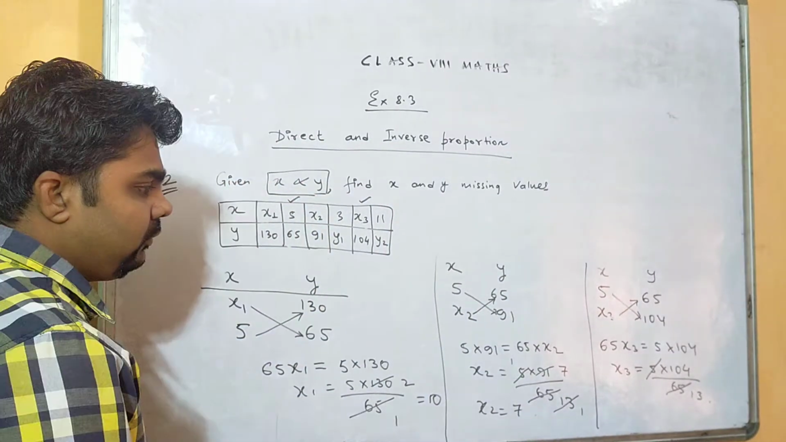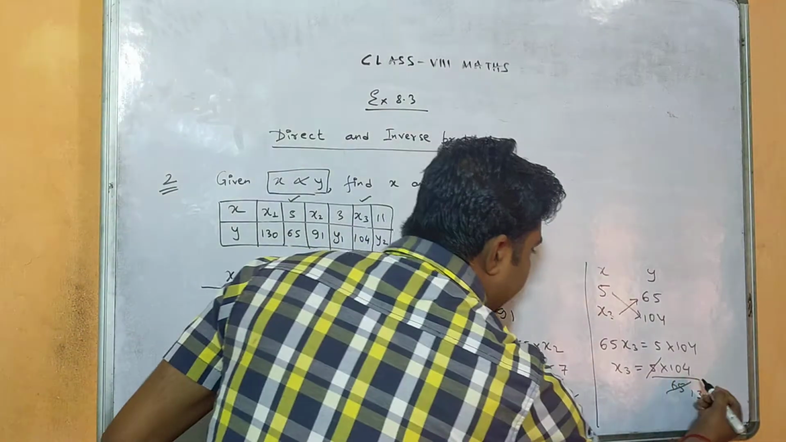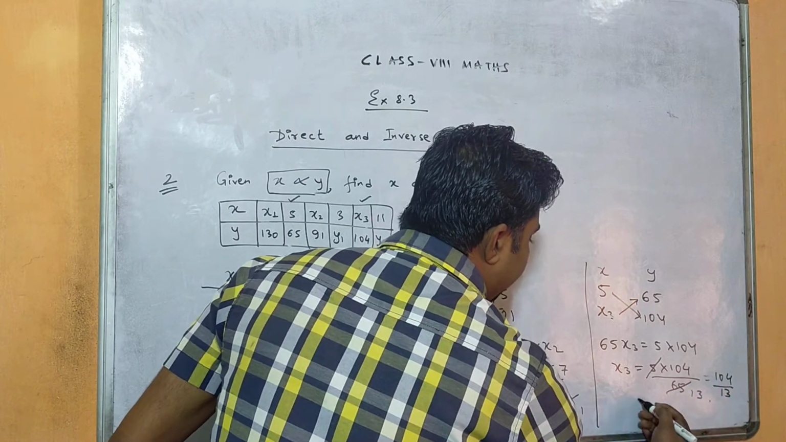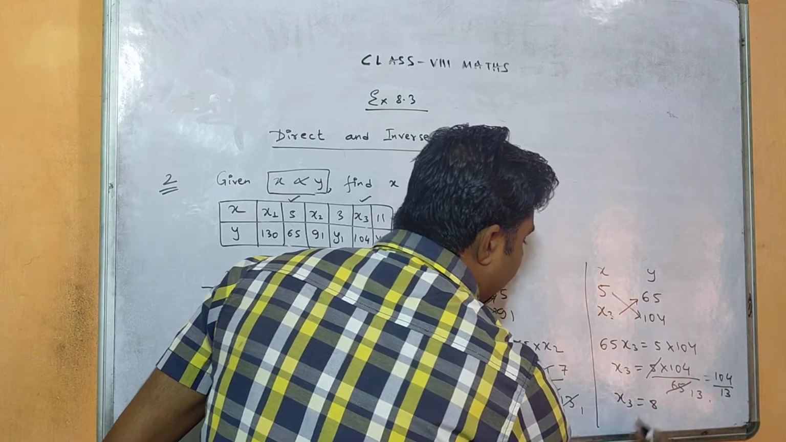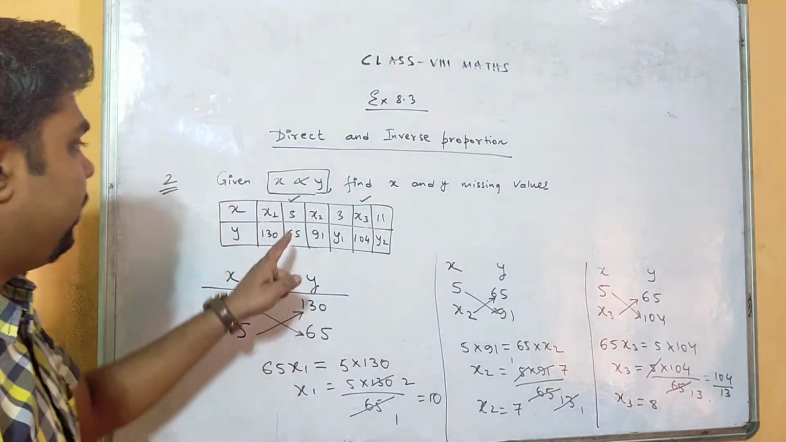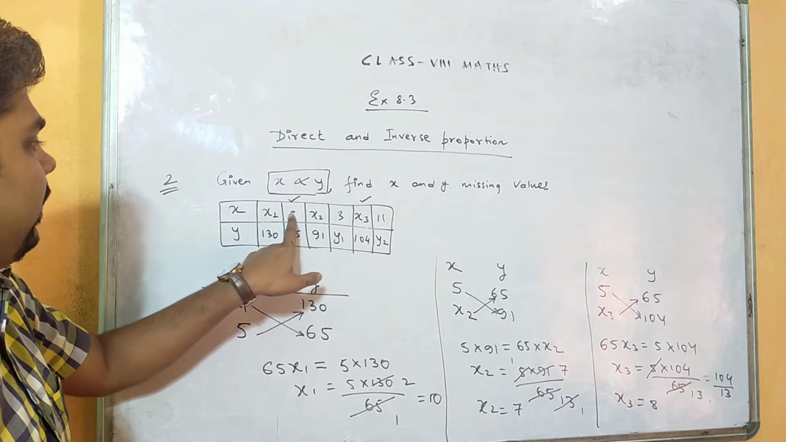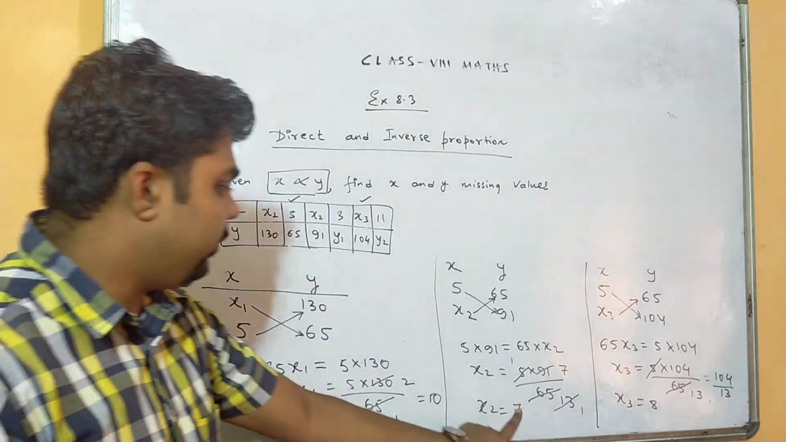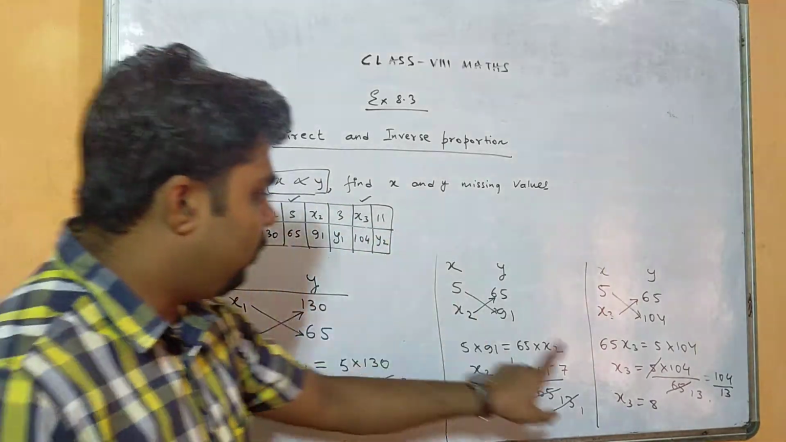And 104 by 13. When you divide 104 by 13, you will be getting 8. So what is the value of x3? 8. So we got all these values of x now. We got x1 also. x1 is 10. What is x2? x2 is 7. And x3 we have 8.